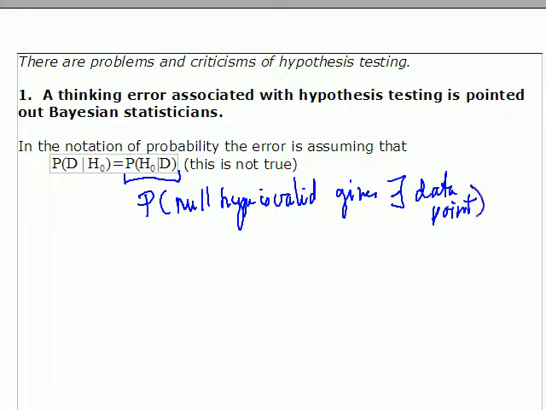Remember when we first started talking about hypothesis testing, the null hypothesis is assumed to be valid, and you're not proving or disproving it. And that's what this statement says. This statement says if I find this data point, the fact that I got this data point either proves or disproves the null hypothesis. And that's not true. They should have a not sign in it in order for it to be true.